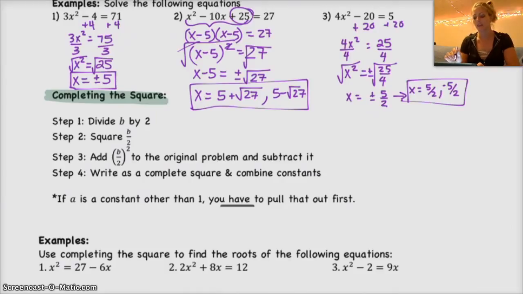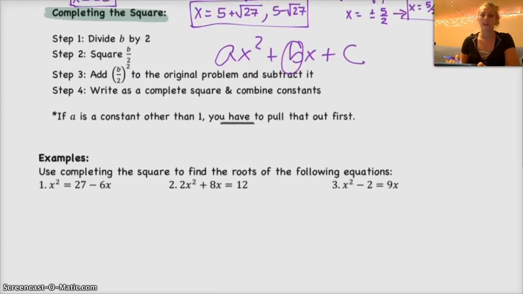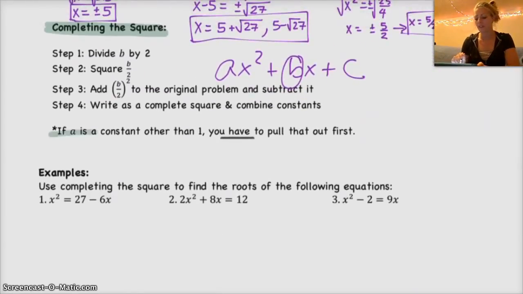If it's ax squared plus bx plus c, this is your b, right? So it's the second term coefficient. Anyways, you divide b by 2, square it, add it to the original problem, and subtract it, and then write it as a complete square. Okay, so wait, what? That doesn't really make any sense. Like I said, it'll make more sense if you just see it. The other thing is, if a is a constant other than 1, you have to pull that out before you complete the square, or divide it out.